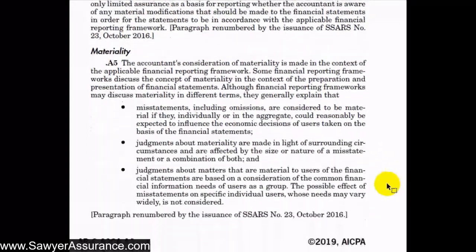Next, we have materiality. As in an audit, we also have considerations for materiality, and it's made in context of the applicable financial reporting framework. And so misstatements, including omissions, are considered to be material if they individually or in the aggregate could reasonably be expected to influence economic decisions of users taken on the basis of the financial statements. So notice that this doesn't give us a quantity.